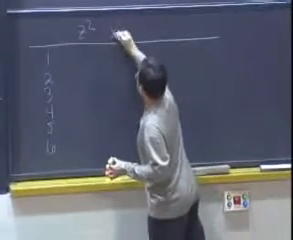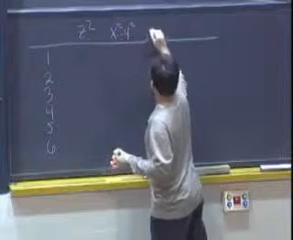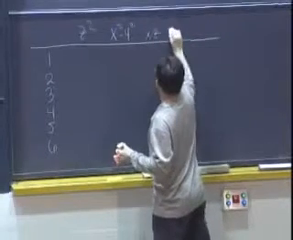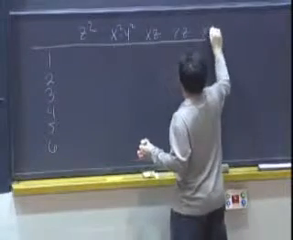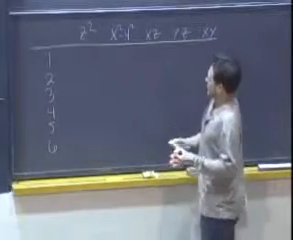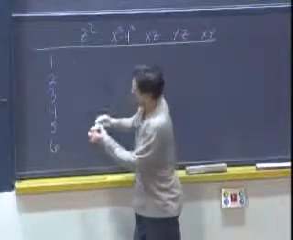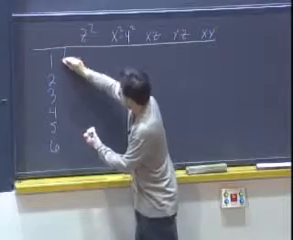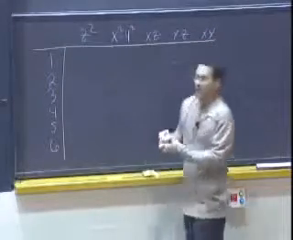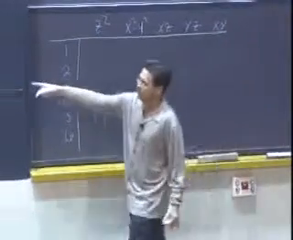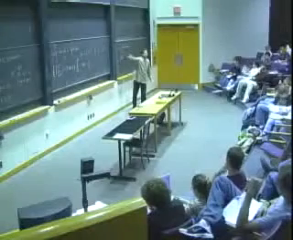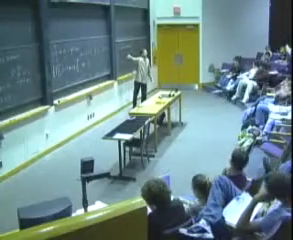z squared, x squared minus y squared. Let's do xz, yz, and xy. Okay, and here are our ligand positions. And in the table here, we're going to put what these relative evaluated squared wave functions are.